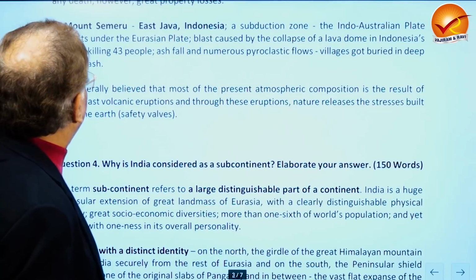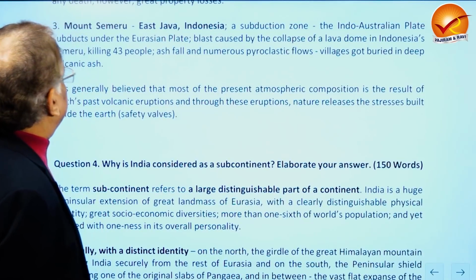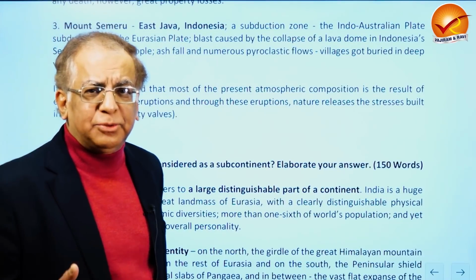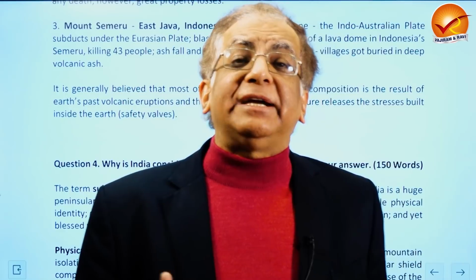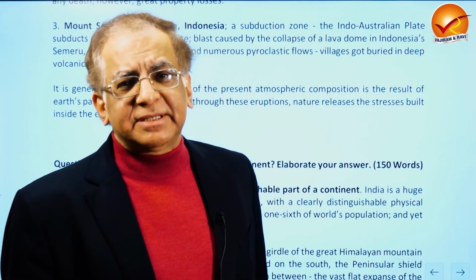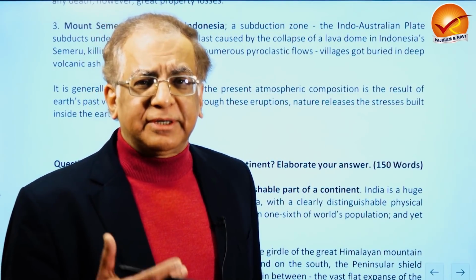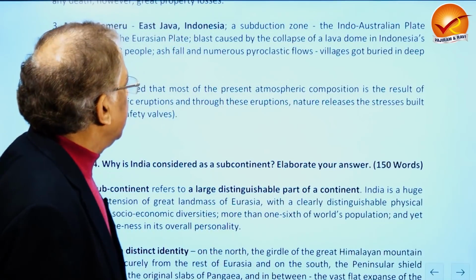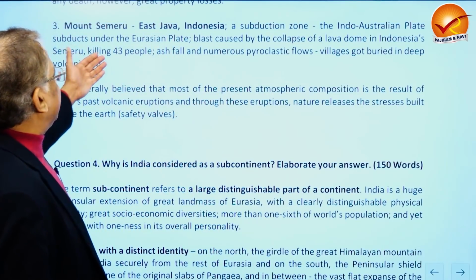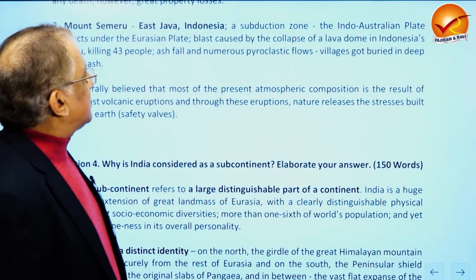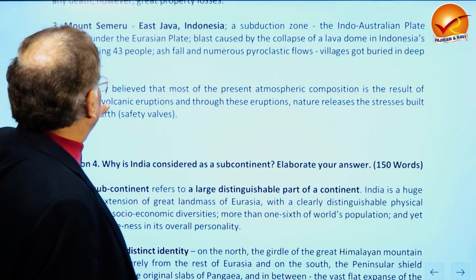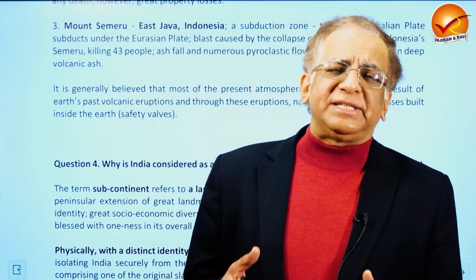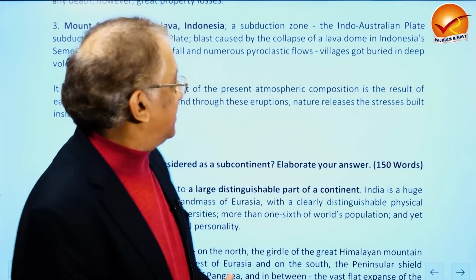And the third important case was in Indonesia, Mount Semeru in East Java, and it is a subduction zone. See, I'm telling the examiner also that I know about this area in terms of what kind of boundary interaction is there. So remember, this is value addition: when you are giving the example, you are also telling what kind of plate interaction leads to this particular volcanic eruption. So here the Indo-Australian plate is subducting under the Eurasian plate, and this blast caused by the collapse of a lava dome in Semeru, Indonesia, killed 43 people, and it led to the burning of villages around that area.